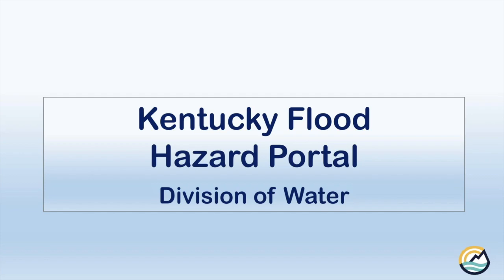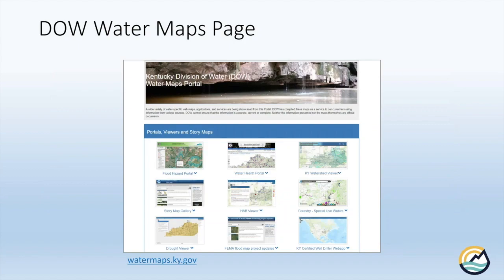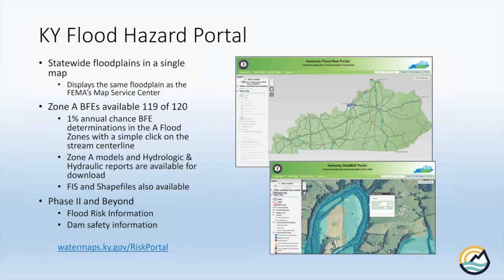So when you go to the watermaps.ky.gov webpage, it's going to look something like this. There in the very top left-hand corner in that red box, that's where the flood hazard portal is located. So you're actually able to click there and take a look and see it.